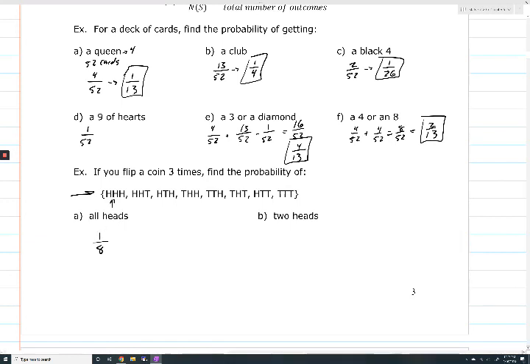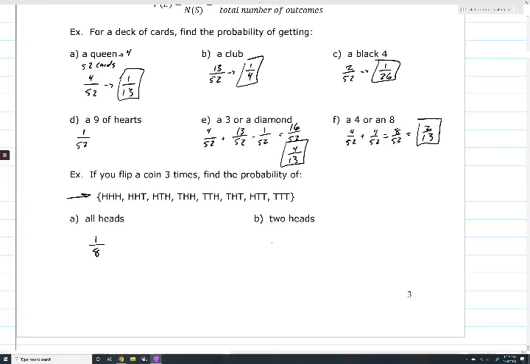Just the one has all heads. So 1/8. Next, we want to find the probability of 2 heads. So again, we know that there's 8 possible outcomes. Now we need to go through and look to see how many of those outcomes have 2 heads. Well, 1, 2, 3 of those outcomes have 2 heads. So the answer is 3.